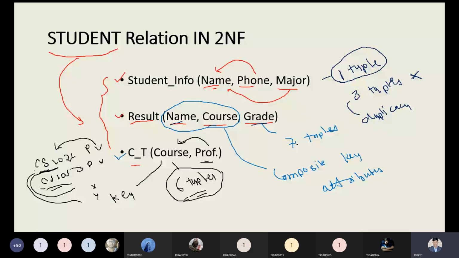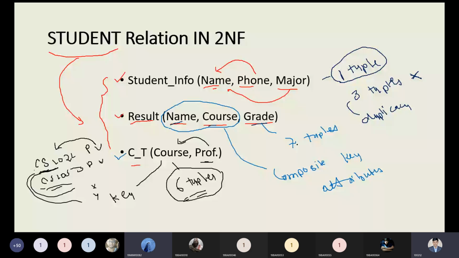So in the CT relation, course is a key attribute and professor is a non-key attribute. Professor depends on the course. So this was my point. If I display all the details, only six tuples from the student information table will be displayed. It will not display seven. Otherwise there would be one duplicate record, so there is no sense in that.